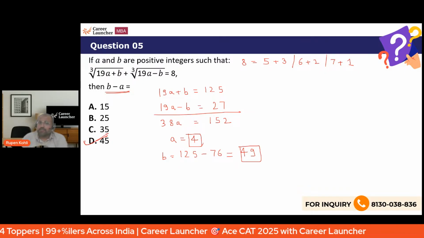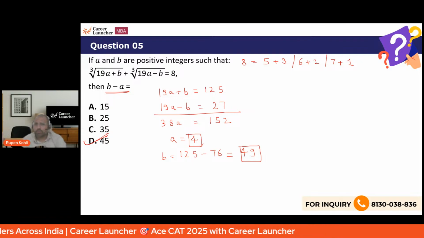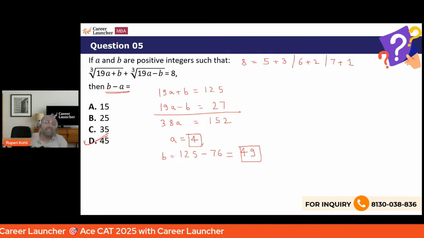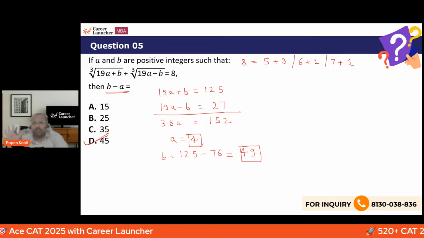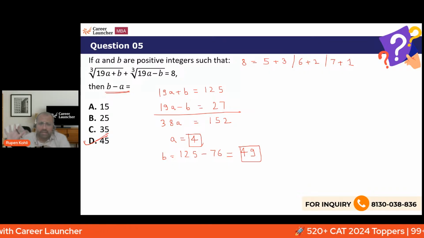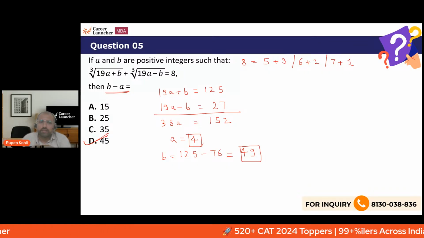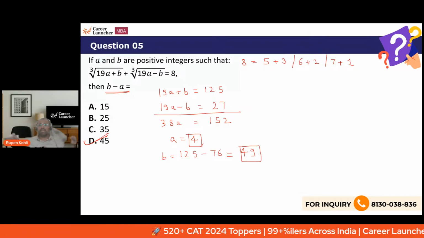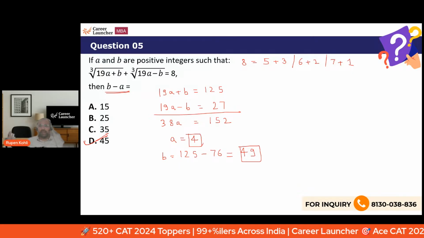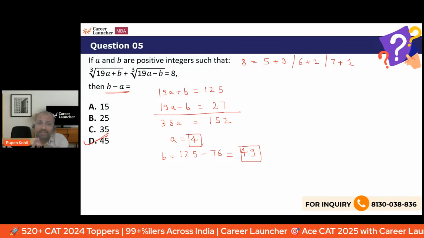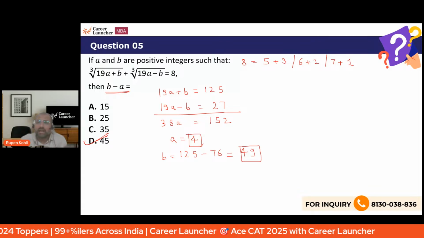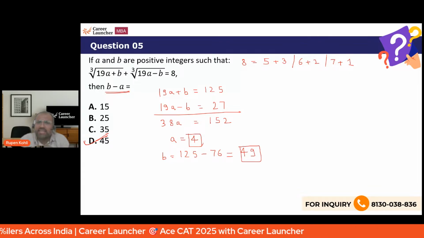Now, you can check for yourself that the 6 plus 2 and 7 plus 1 combinations do not lead to integer values of a and b. Right? We are done. We have got it. So I hope by now the agenda is clear. Diophantine equations means equations where variables are integers. Any kind of equations.